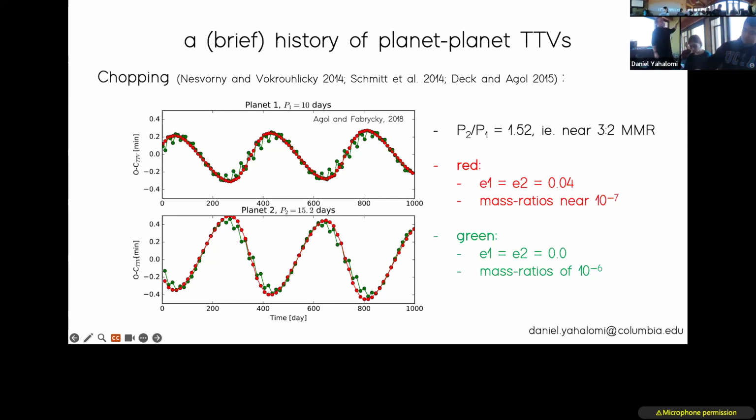And in green, there's basically 0 eccentricity and a higher mass ratio. You'll see that they mimic a similar signal, but you can break that degeneracy using this chopping effect, which here is this kind of short-term effect that you see in green more than you see in red.